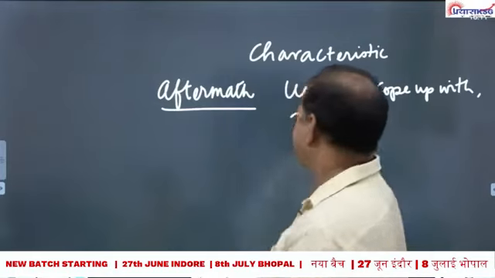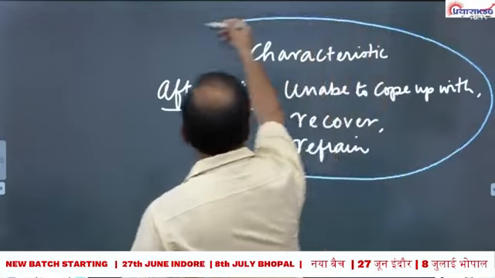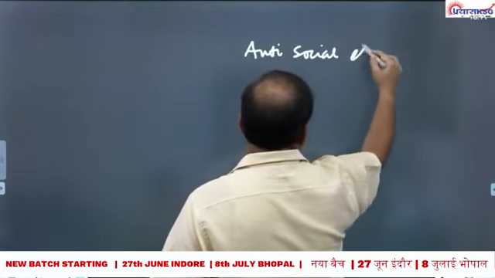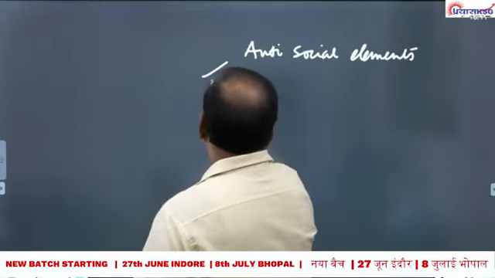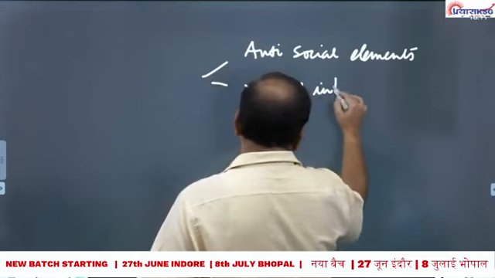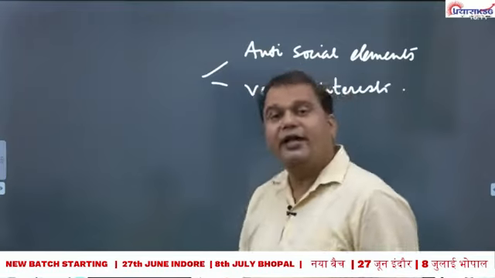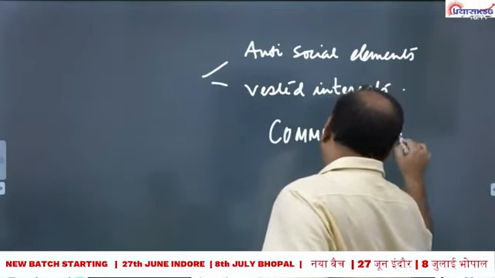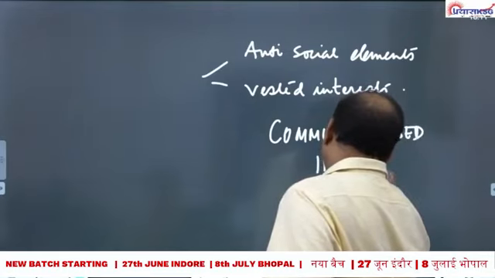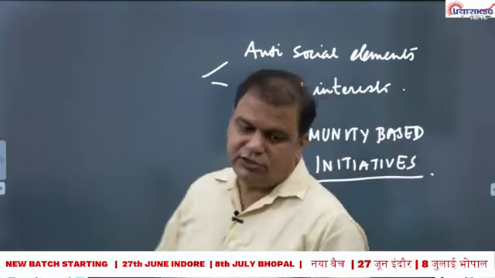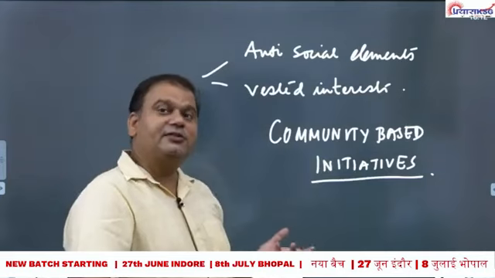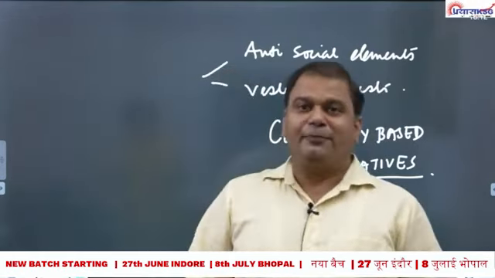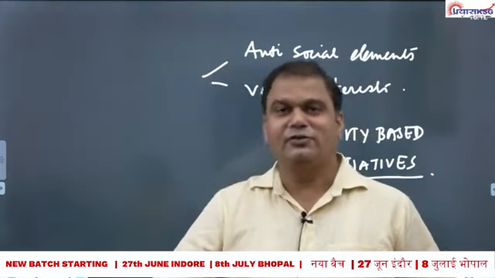Write down, it can enhance due to role played by antisocial elements or vested interest, and can reduce due to community-based initiatives. Is that clear? And in that context, we have discussed running a community kitchen by a group of youth like you all, which would be responsible for reducing the vulnerability of disasters as such. So that can be said. Fine. So that's how vulnerability can be defined.